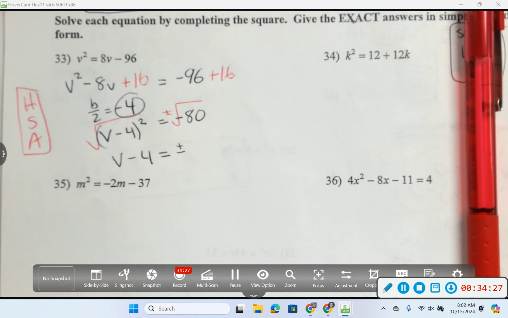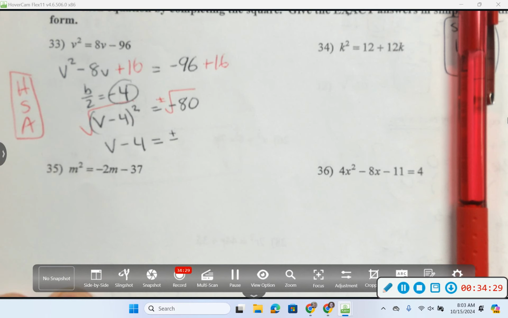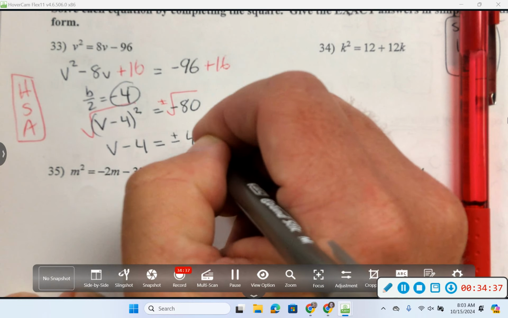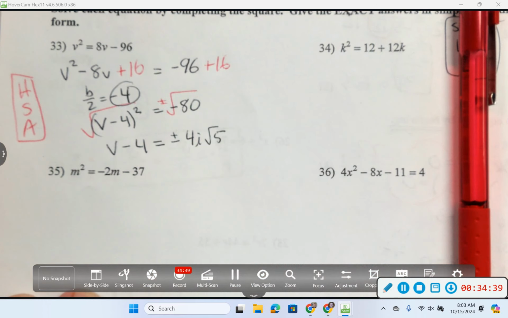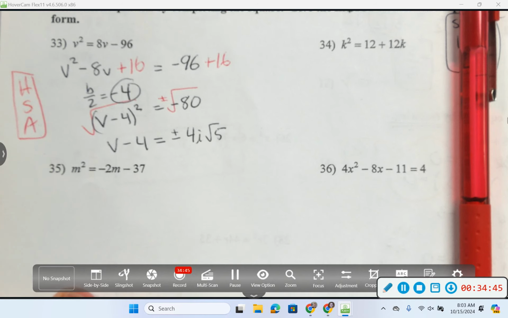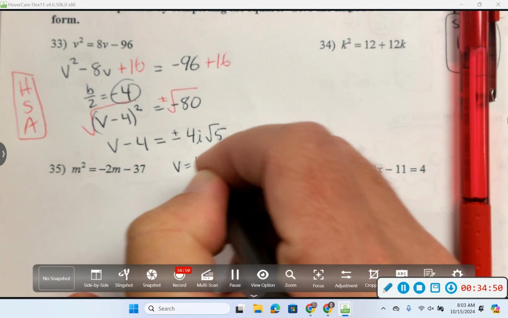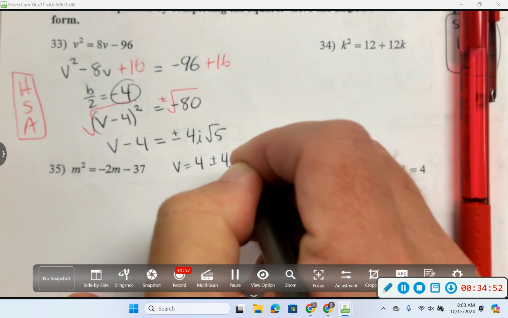So let's see. Again, skipping steps here. Definitely an i. 80 is 16 times 5. 4i root 5. That was a lot of steps that I wouldn't want to skip any more than that. Probably shouldn't even skip that many. v minus 4 equals plus or minus 4i root 5. And then don't forget to move the 4 over. So 4 plus or minus 4i root 5.